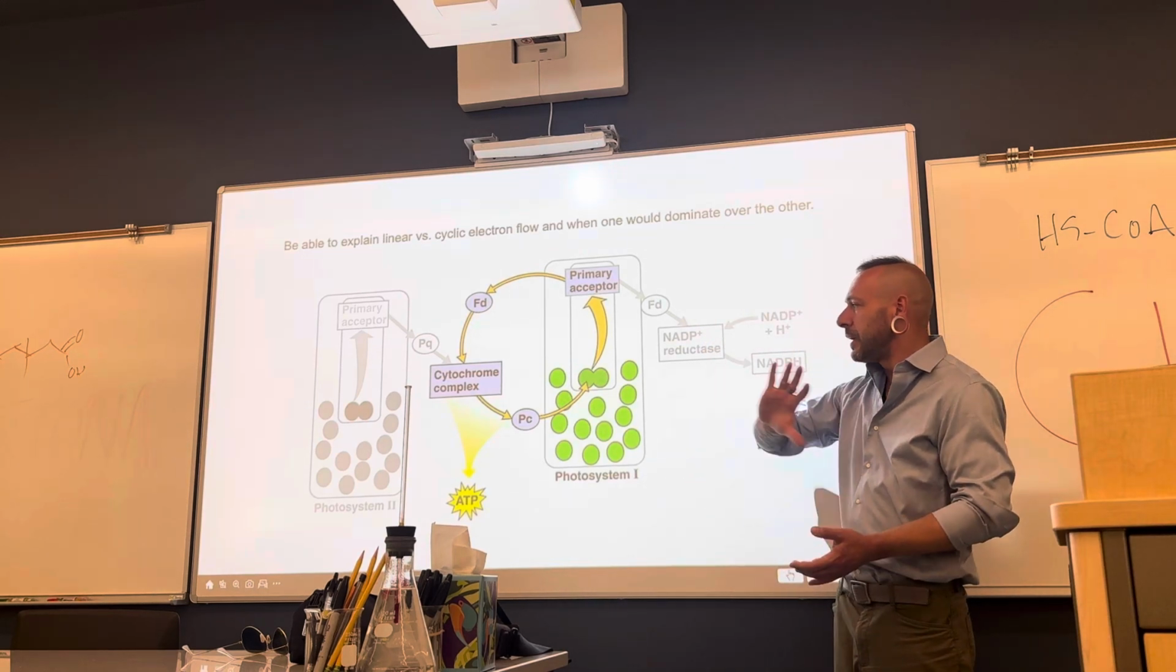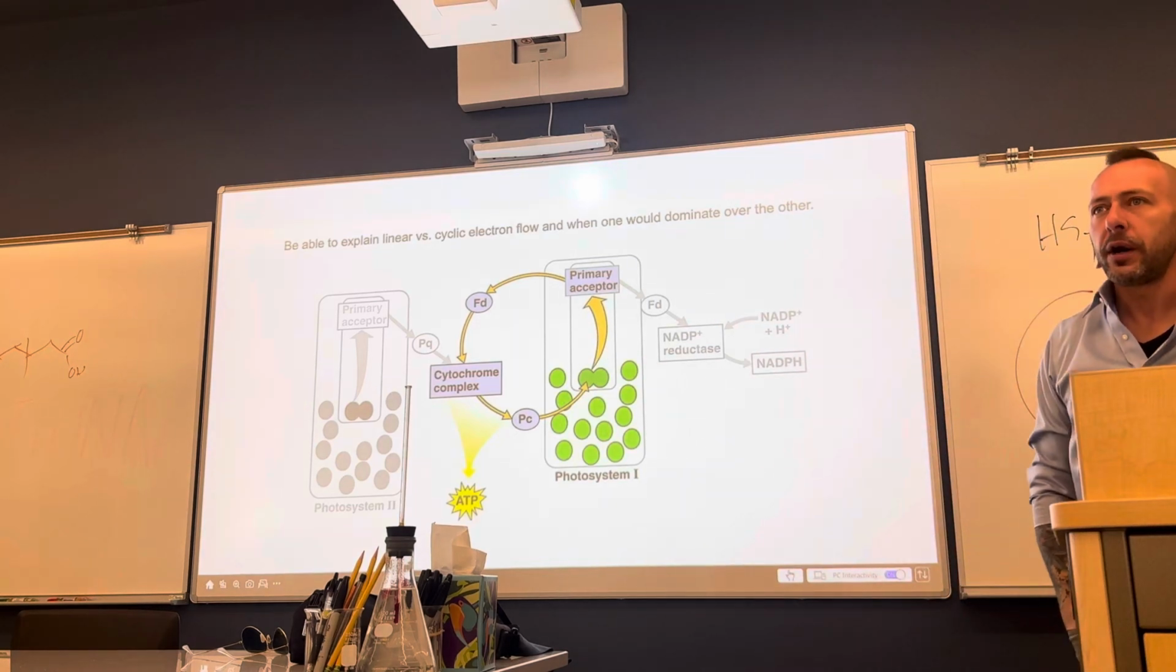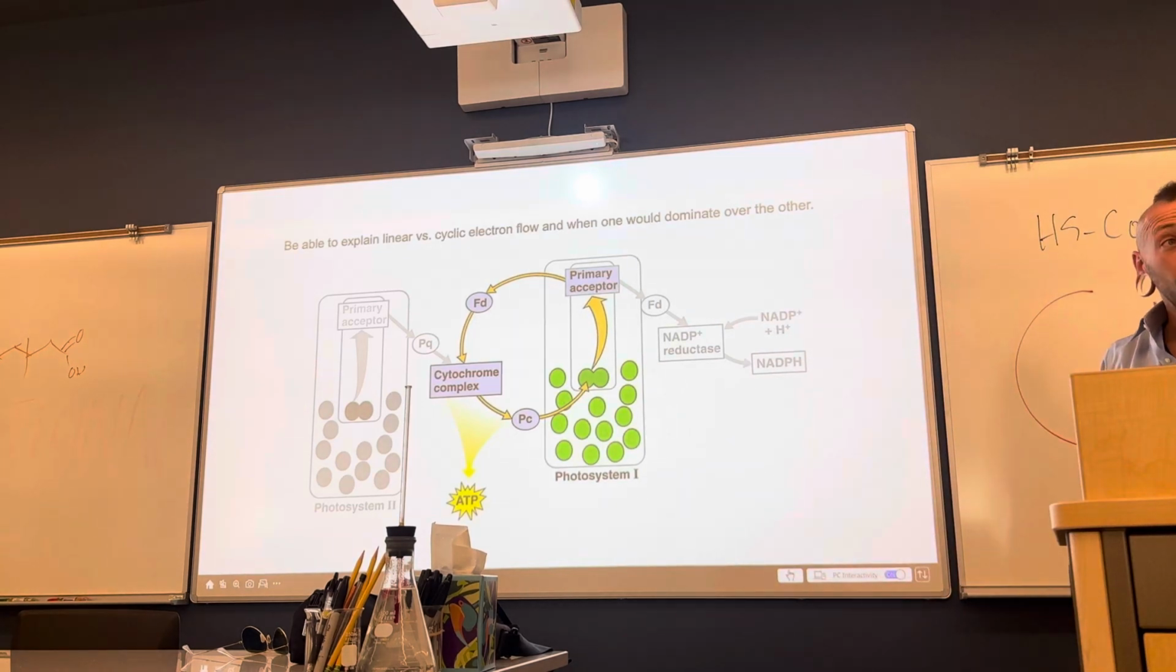So even though you can't do the rest of the process, because your stomata are closed and you don't have enough water, you still want to make ATP, and so they do that by just reusing the electrons that they have, rather than getting new electrons. That's cyclic electron flow, that's related to C4 and CAM photosynthesis.